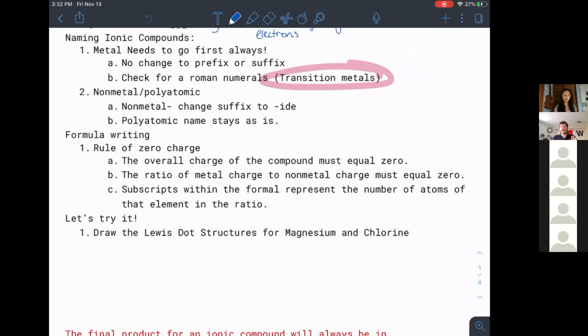Are there any questions on any of those rules before we actually get started doing some of this stuff?